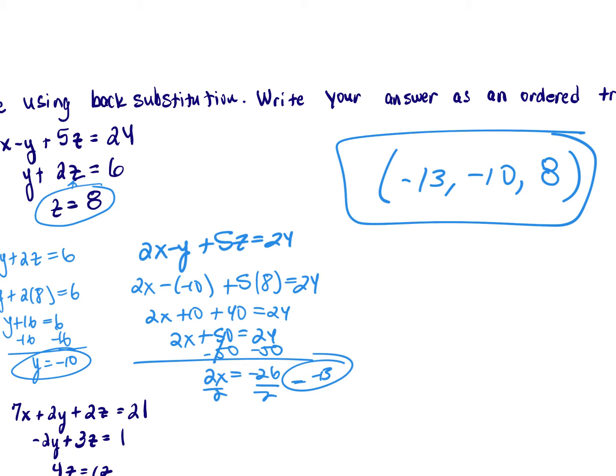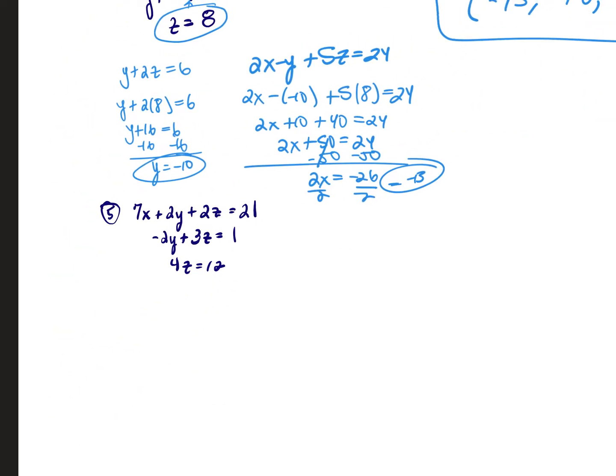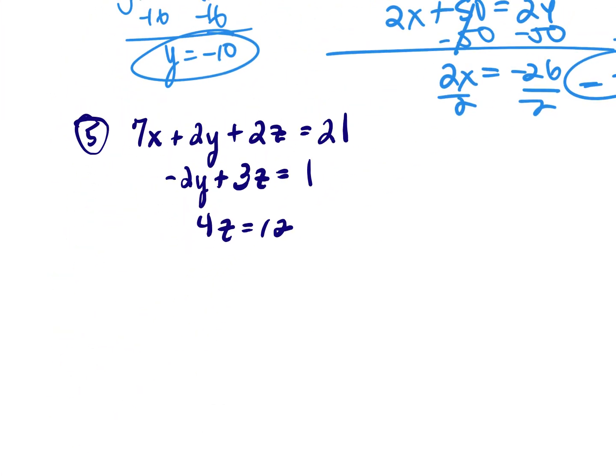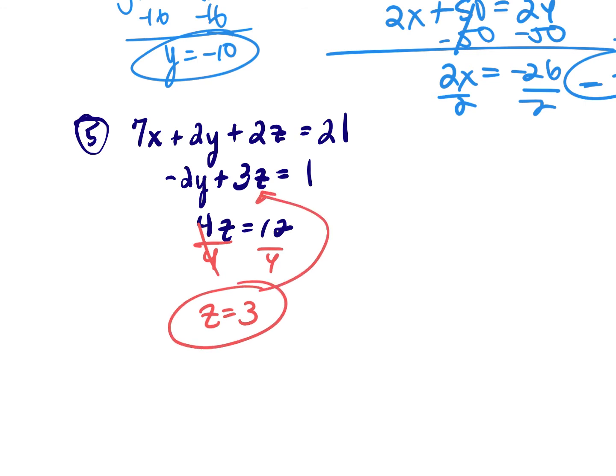Next question. All right, how's this one a tad bit different? Because it's not z by itself. I needed to say z equals, or x equals, or y equals, just one letter by itself, positive, with a coefficient of 1. So I'm going to divide both sides by 4 here. And I found out that z equals what? 3. Okay, good.